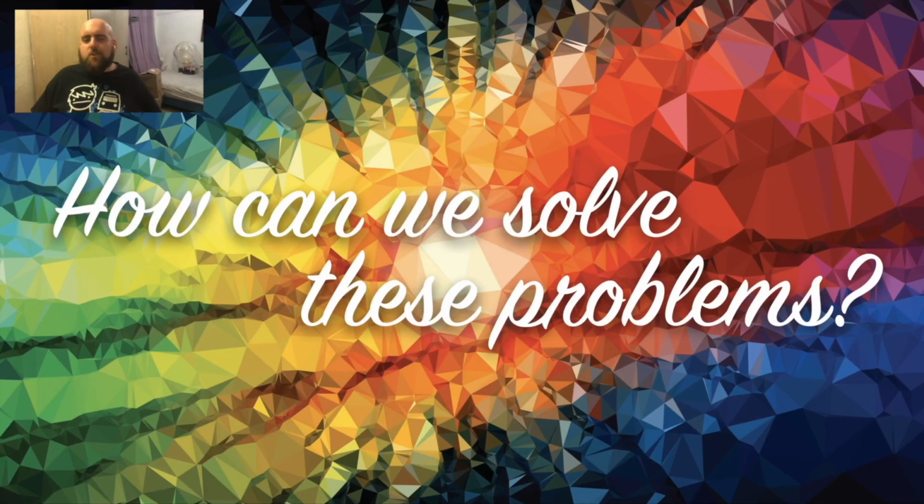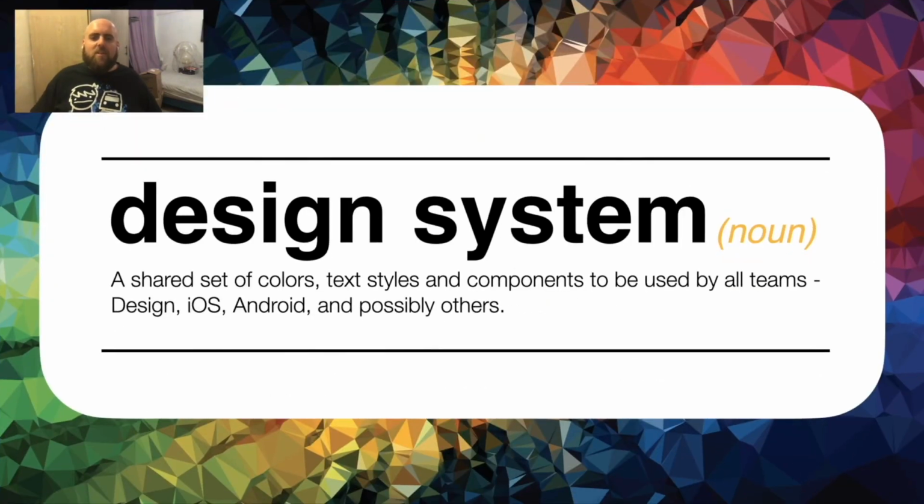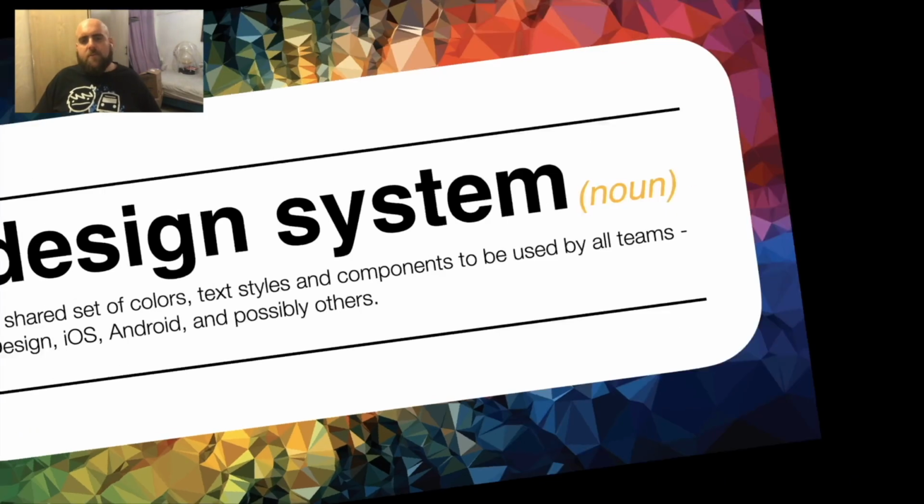No one knew how to refer to these things, and it was a very manual process. So how can we start solve these problems? Basically, just clean up the mess. Look at all the problems, try to figure out which are the biggest, and start from there. So we decided to go for a design system, and we define it as a shared set of colors, textiles, and other components to be used by all of our teams, design, iOS, Android, and possibly others.